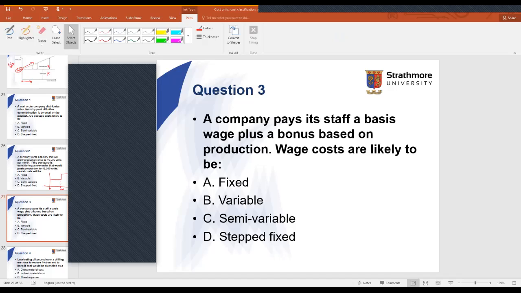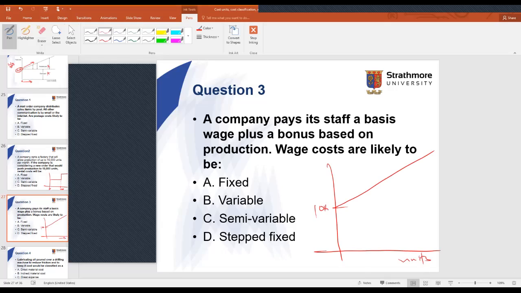Ishmael. Semi-variable. Jenga, do you agree? Yeah. Okay, these are semi-variable costs. So it's going to be fixed at some point, then increase in line with the more pay, with the bonus that is being paid. For instance, you're paid a fixed 10,000, however, based on the units you're producing, there will be a bonus. So the more you produce, the more the bonus. I will call such a thing a semi-variable cost. Okay, Alexander.